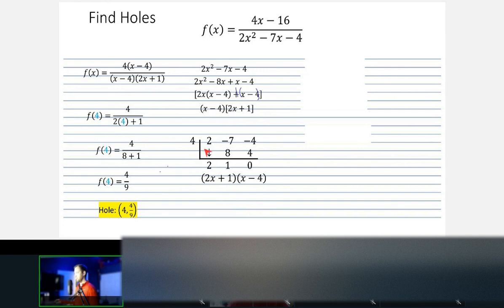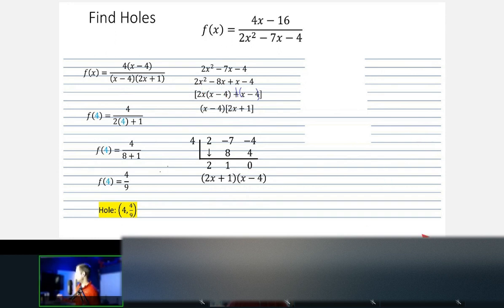So we do the math, right? Drop the 2, times 4 is 8, add it, get 1, times 4 is 4. Remainder 0, which is what we expected. Now this is reduced by the factor x minus 4. So we have left over 2x plus 1, and then the factor is x minus 4. So this is another way we could have factored this polynomial really easily, because I really don't like this method.